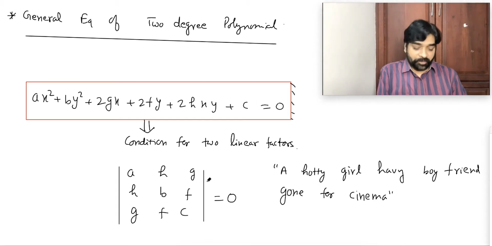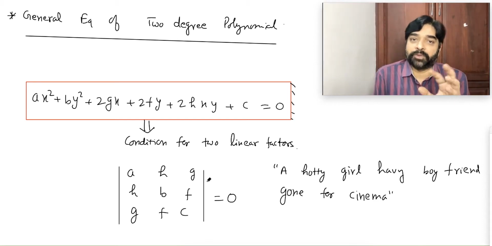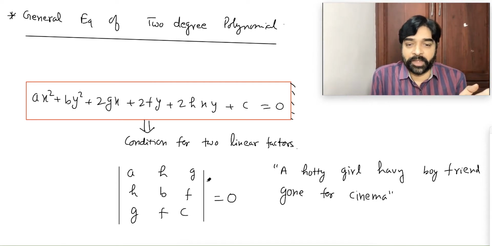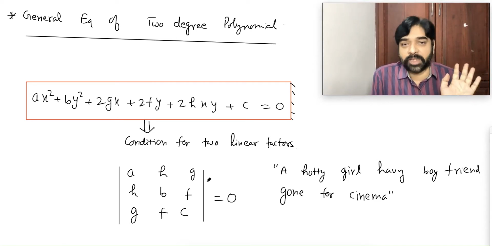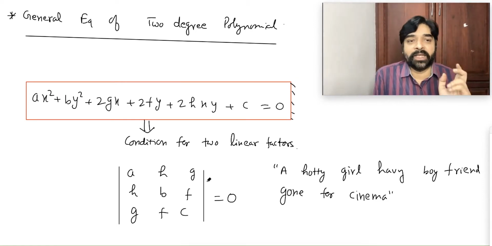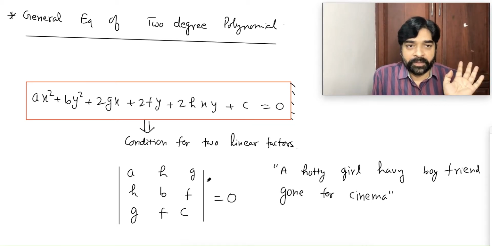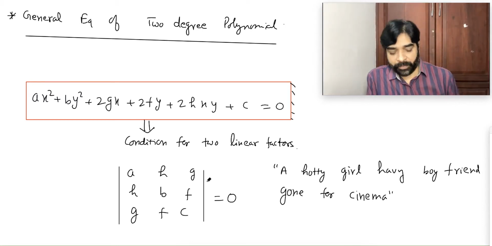So this is the condition for which we can say that any quadratic of 2 degree can be factorized in two linear forms. This condition has to be satisfied. If this condition is satisfied, we'll say it can be factorized. If it is not satisfied, we'll say it cannot be factorized. Simple straightforward rule. Is this clear to everybody? Okay.